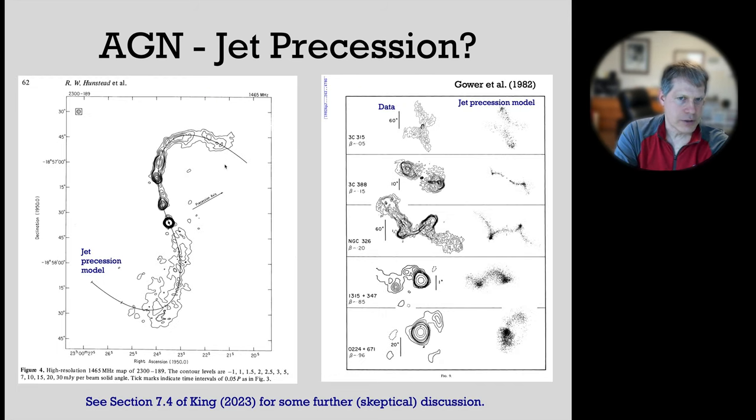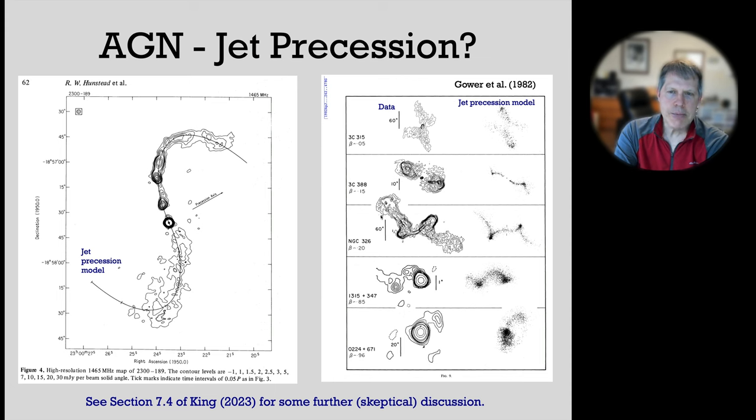Here are a couple of other examples. Here is a system that is quite bent, and a jet precession model can fit this one pretty well as well. Here are a number of additional systems with complex radio morphology. Here's an X-shaped radio morphology system that can be explained with a jet precession model. Here are a few other systems that, again, can possibly be explained by a jet precession model.